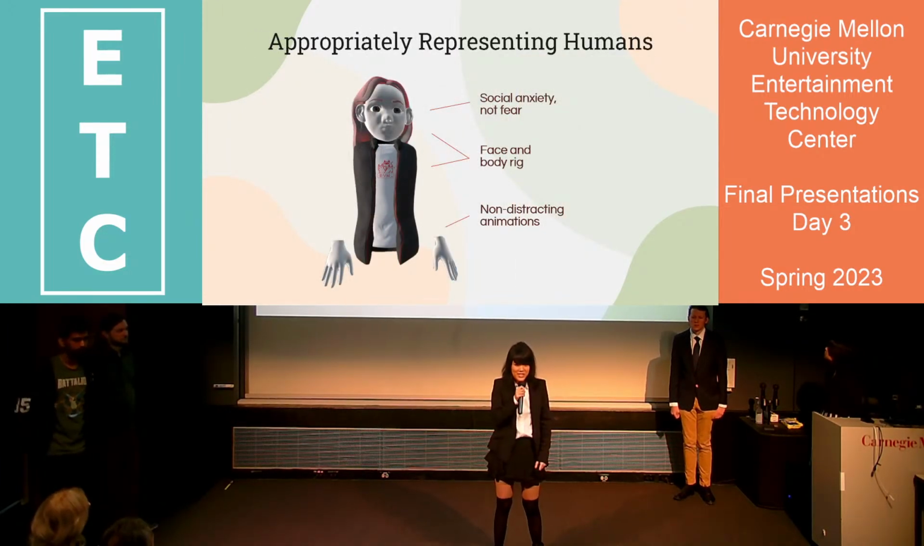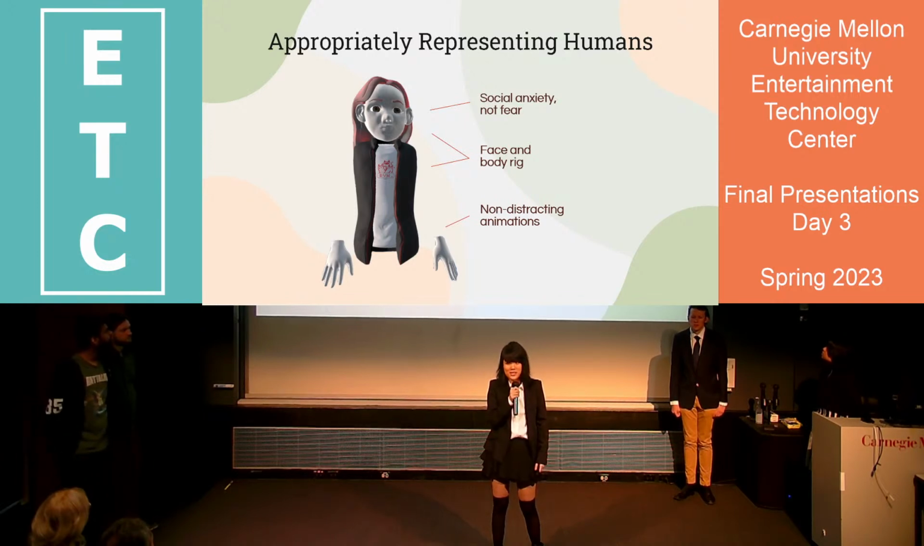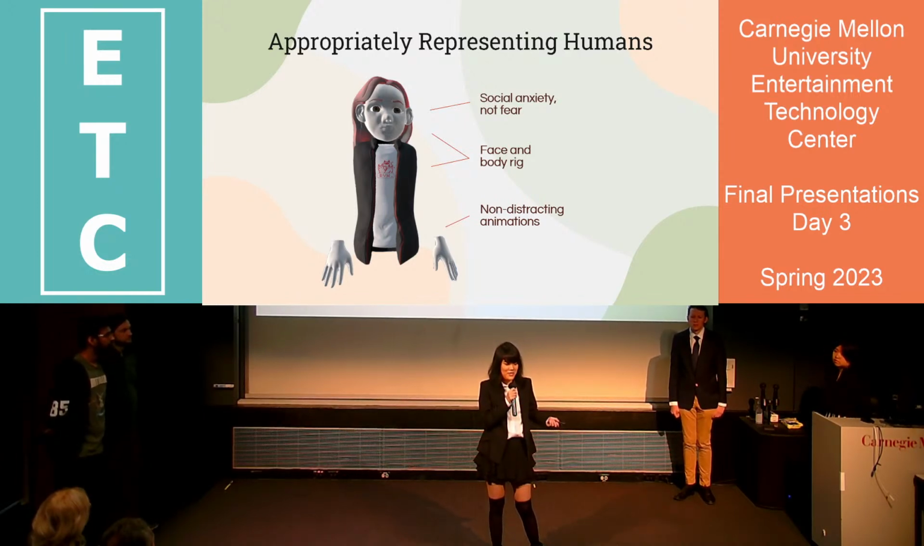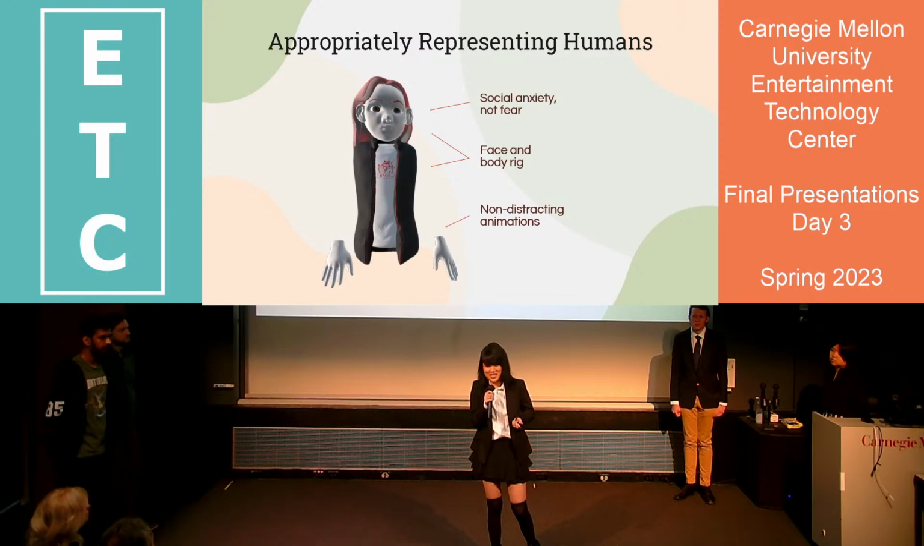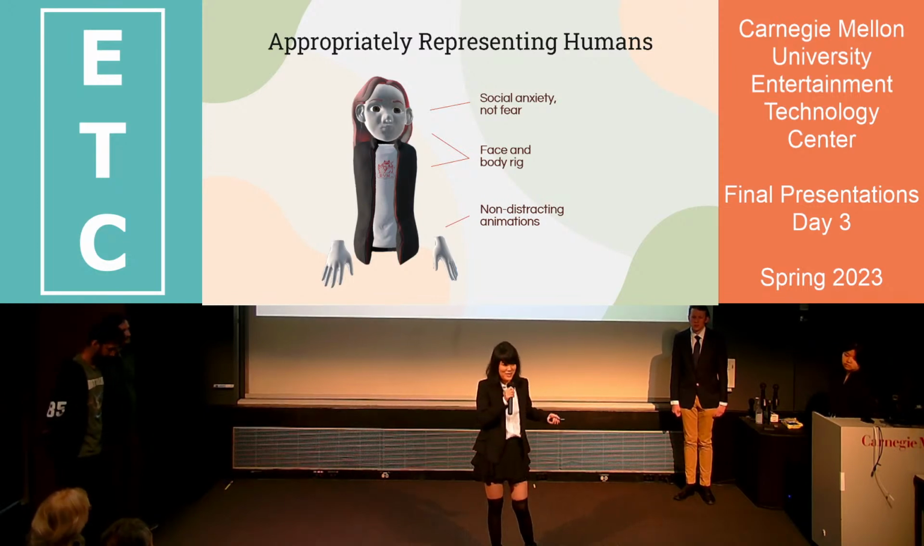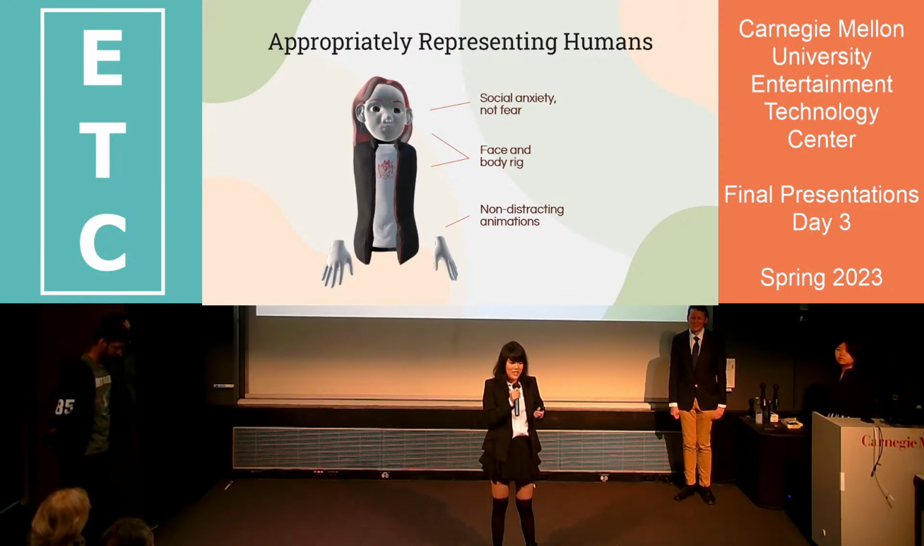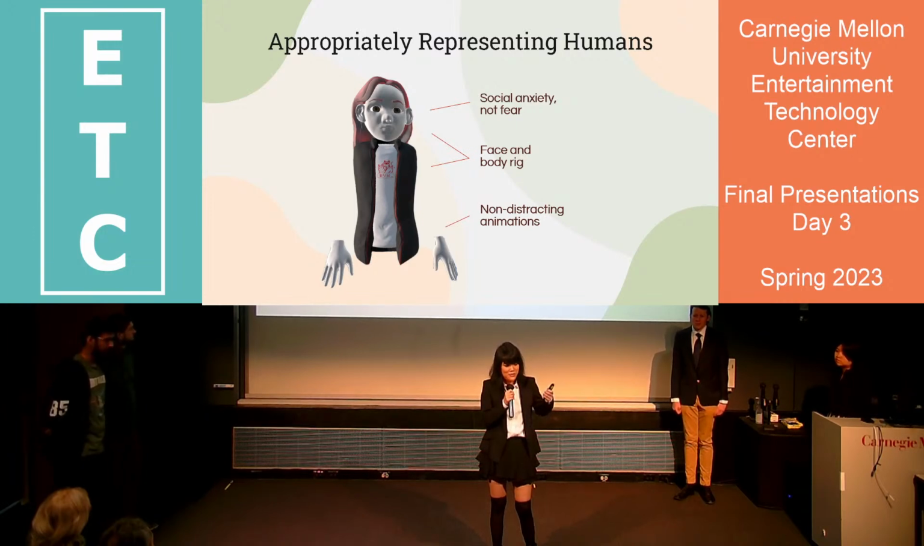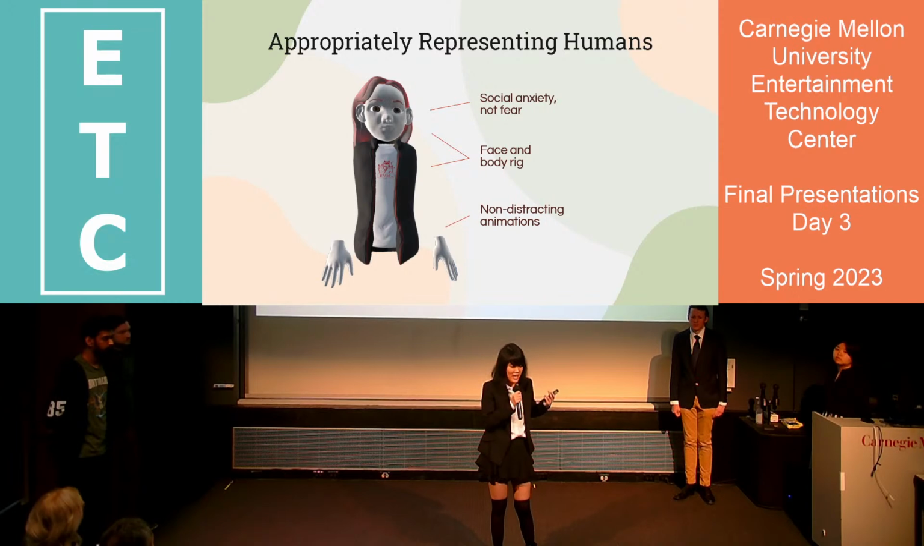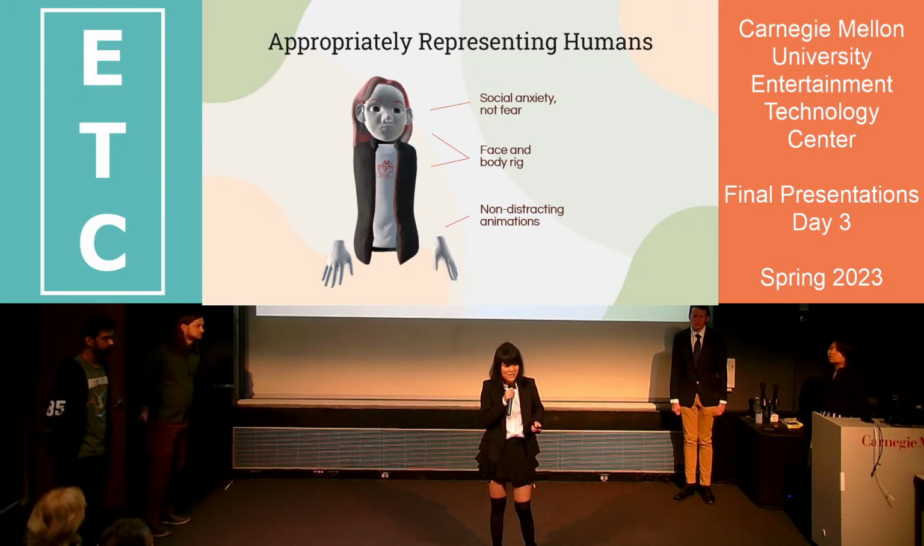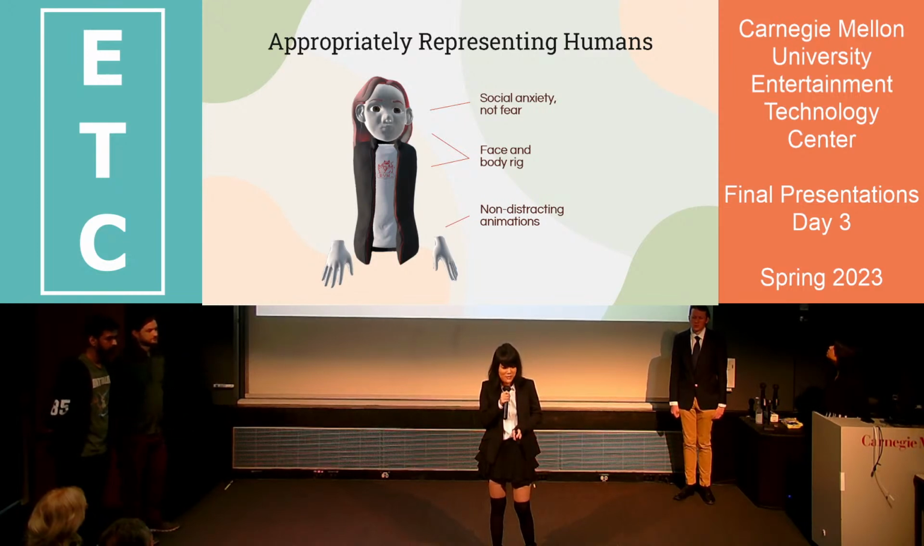And some of our biggest challenges had to do with appropriately representing humans. First of all, we wanted to induce social anxiety, not fear or any other emotion. And so to do this, we have a blend shape rig on the face and a skeletal rig on the body. So combined, they make more accurate human behavior.